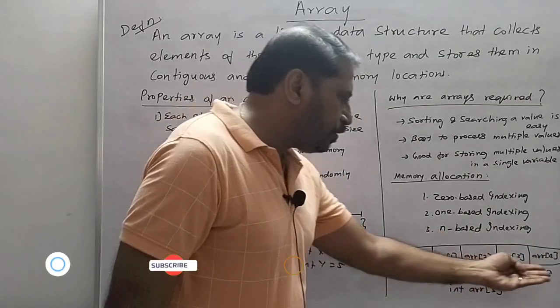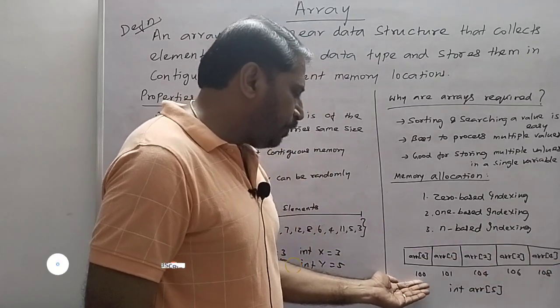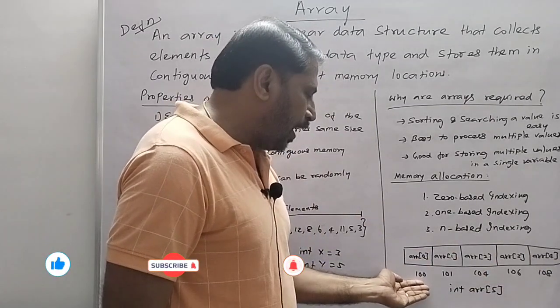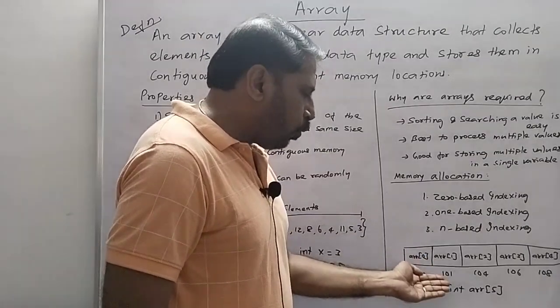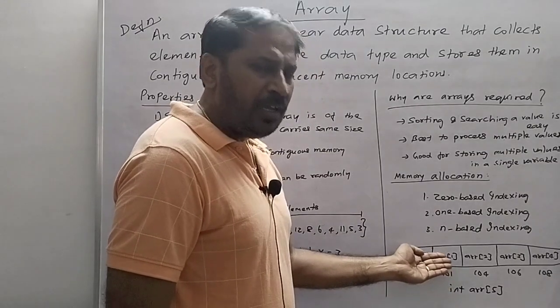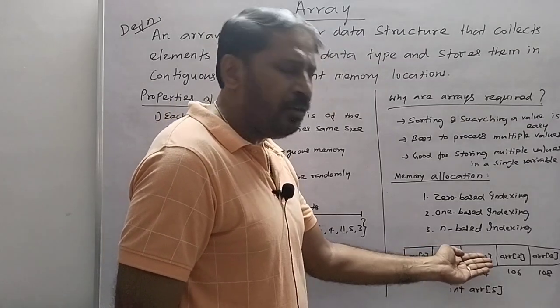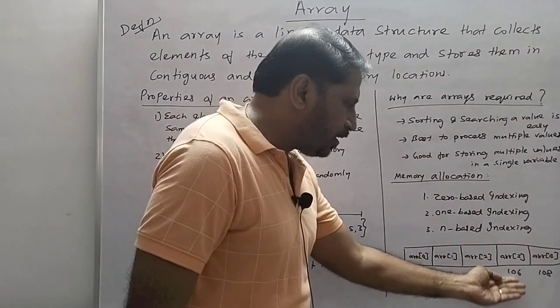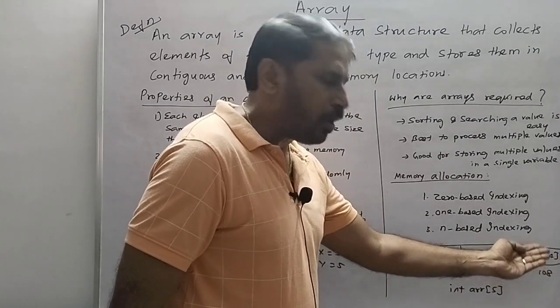So how many values are we handling? We are handling 5 values. What is the first value? The first value is 100. It resides in ARR[0]. 101 resides in ARR[1], and 104 resides in ARR[2]. 106 resides in ARR[3], and 108 resides in ARR[4].